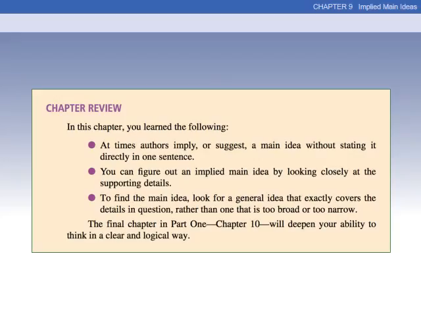Okay, so to summarize, in this chapter we learned that at times authors imply or suggest a main idea without stating it directly in one sentence. You can figure out an implied main idea by looking closely at the supporting details. And to find the main idea, look for a general idea that covers the details in the question rather than one that is too broad or too narrow.